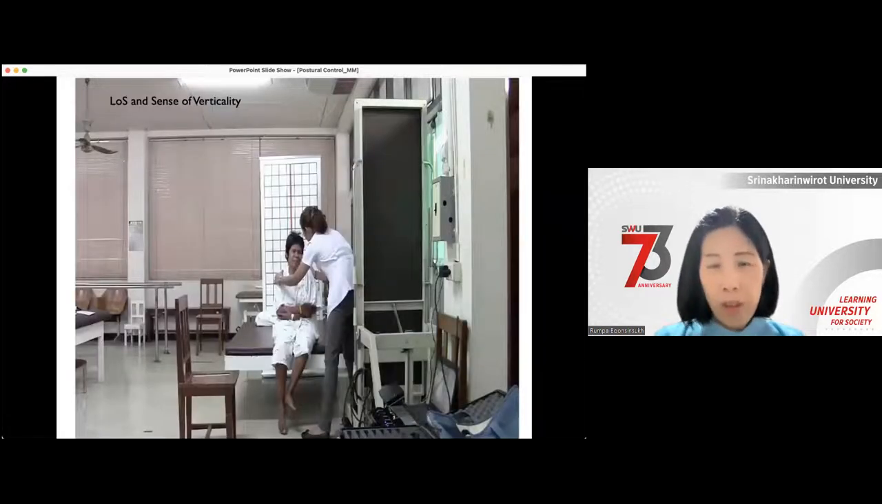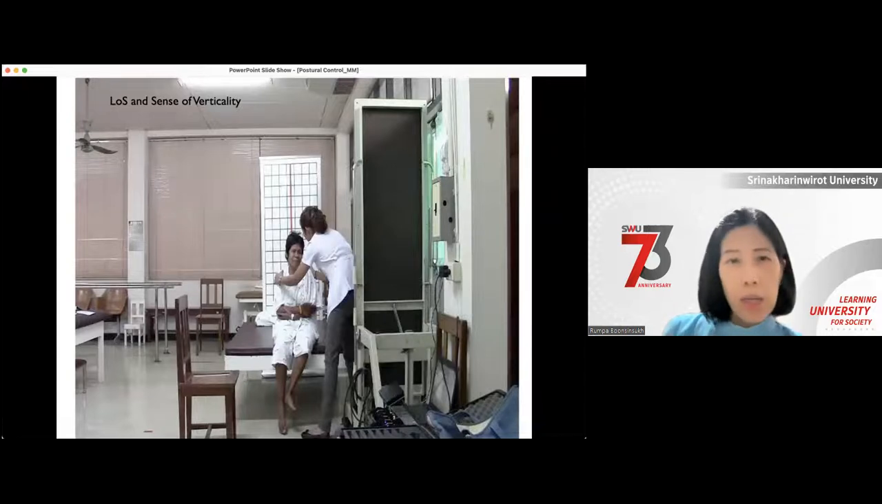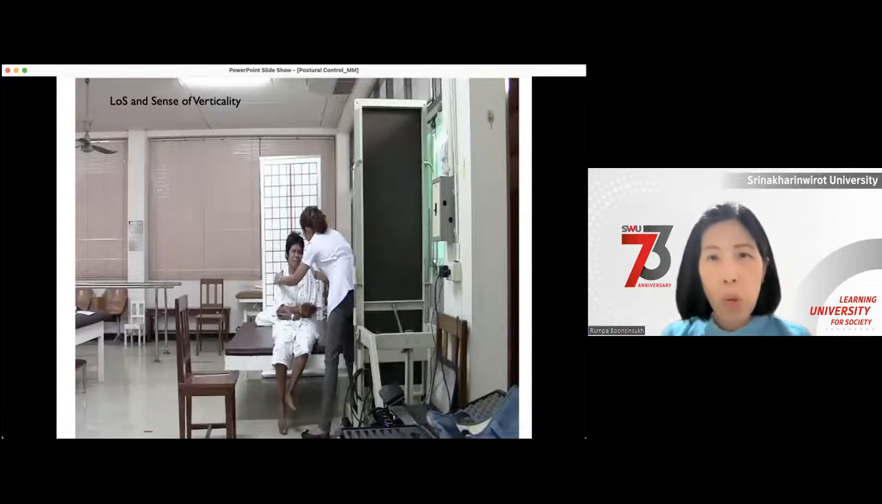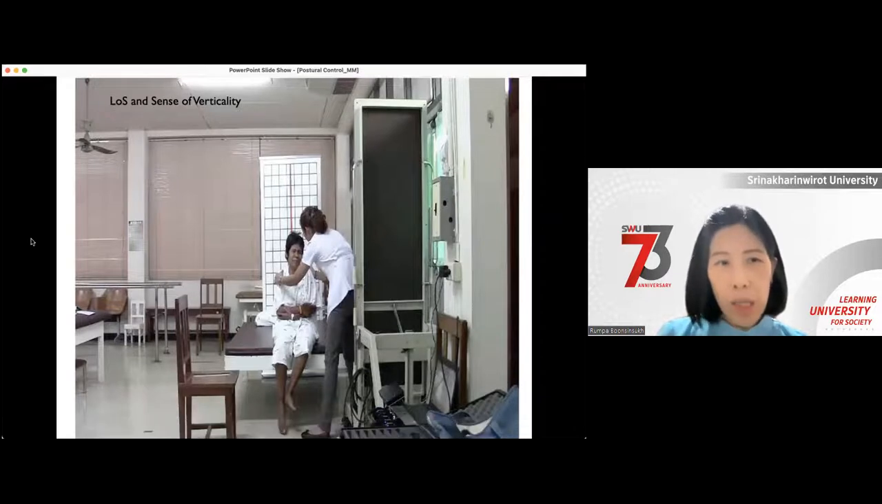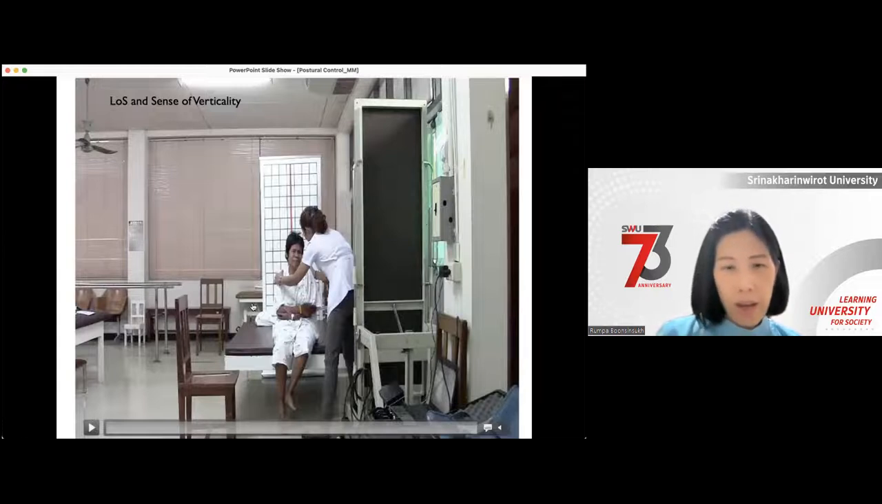Now, for the BESTest, there are several items that I think are interesting because not many clinical tools have this type of test. So I'm going to show you how to measure some of the clinical characteristics of postural control. The first one is limit of stability in sitting and sense of verticality. In the BESTest, it measures the limit of stability and sense of verticality afterward during the same movement.